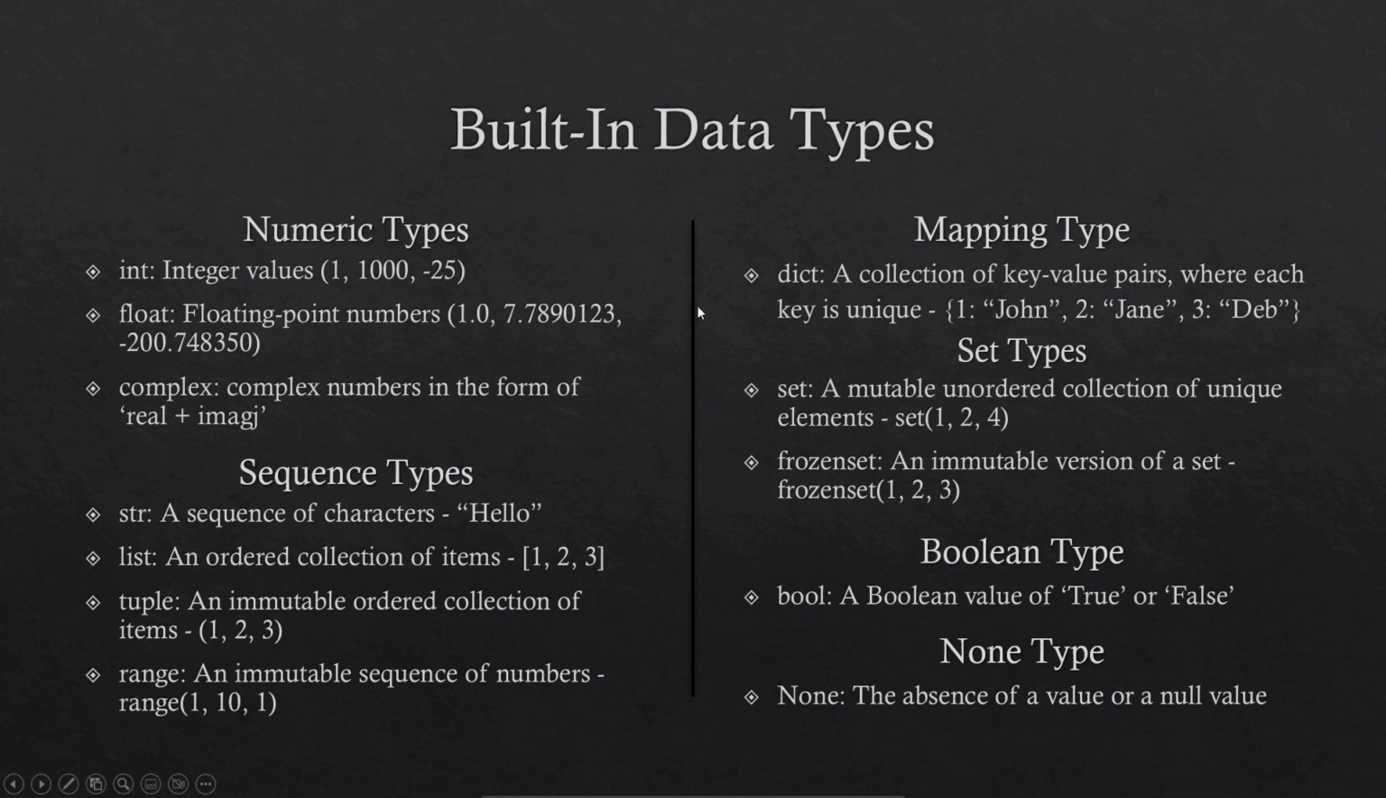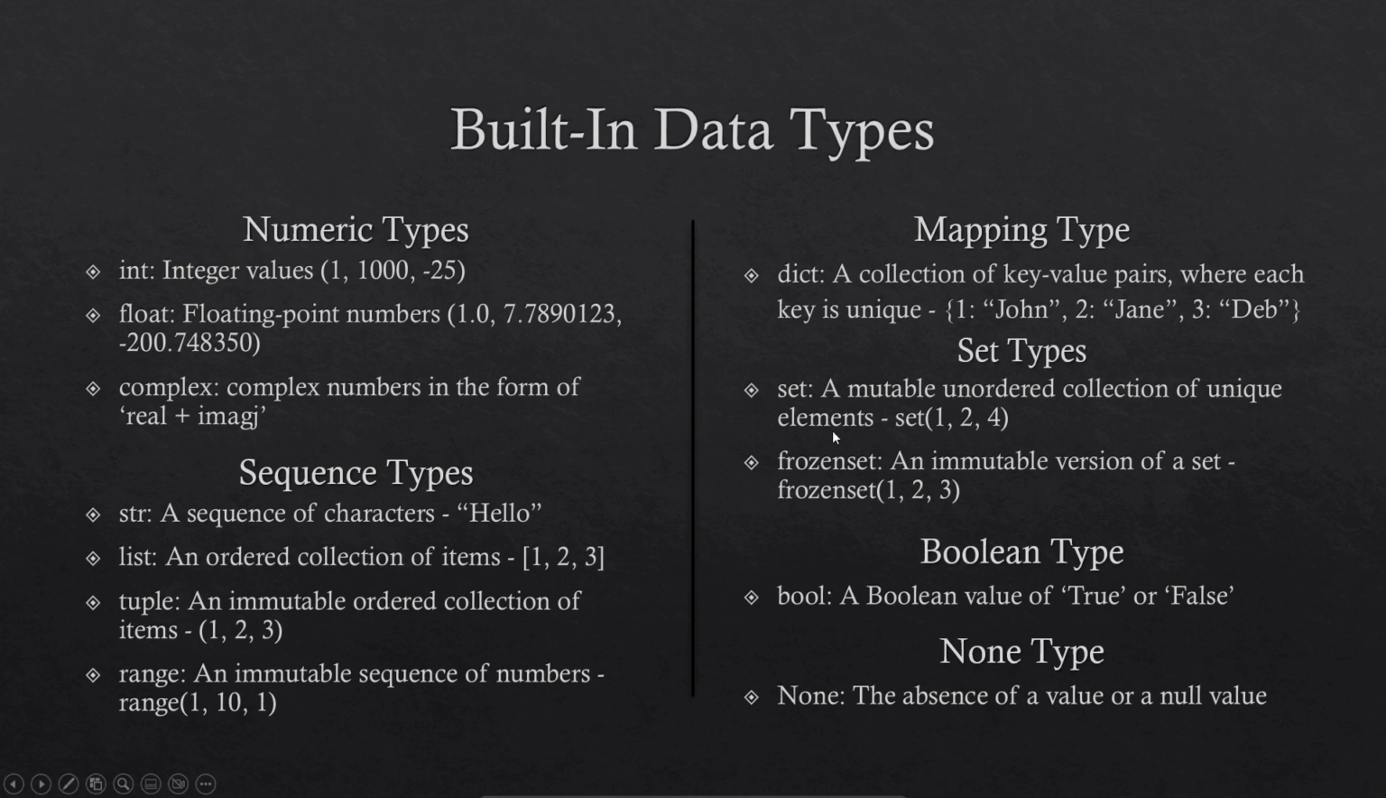Then we have mapping type, which is just dict, which is short for dictionary, which is a collection of key value pairs where each key is unique. And you can see that these are in curly brackets. And then we have an ID or a key, and then a colon, and then the value that's associated with that key. So if I had told Python that I wanted the value that was associated with key 2 of this dictionary, it would return me the value Jane.